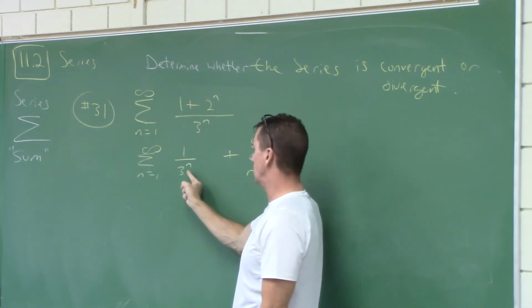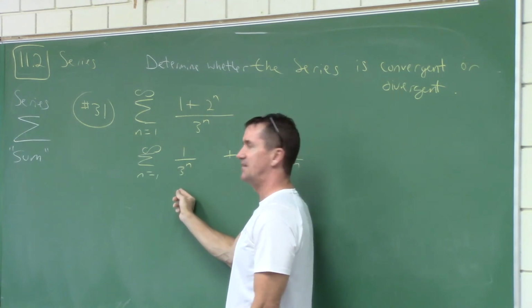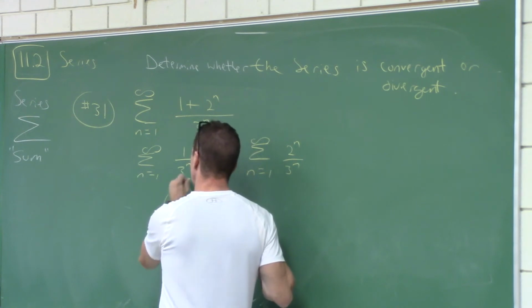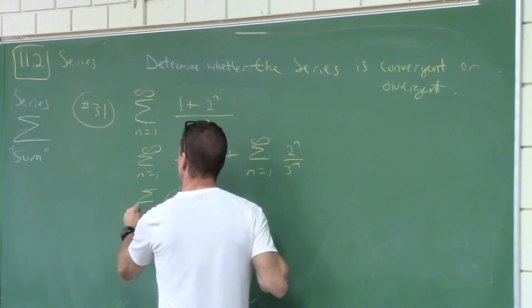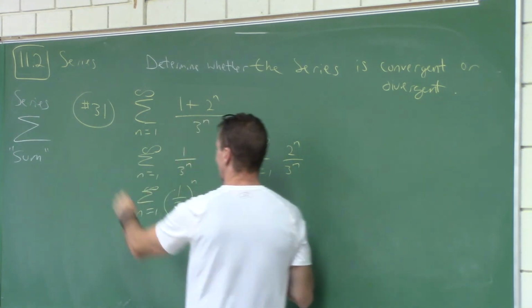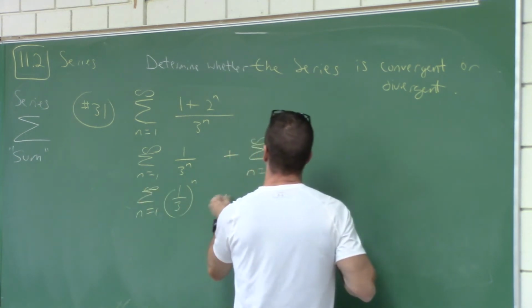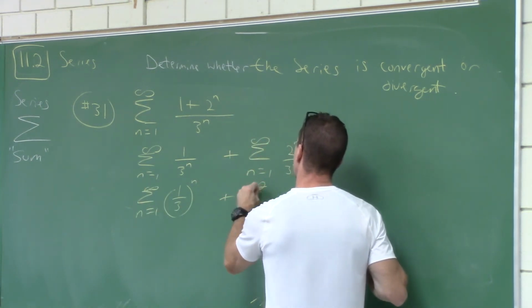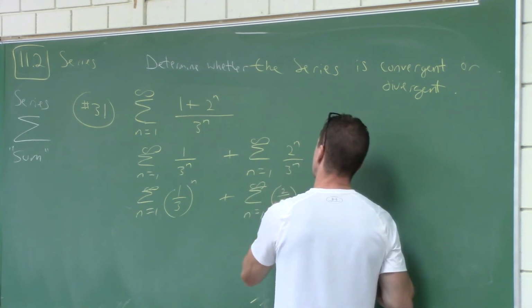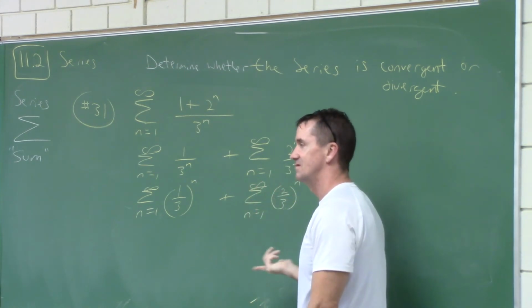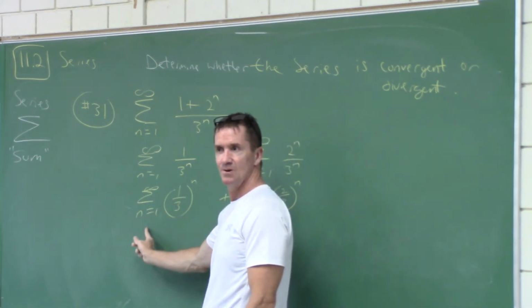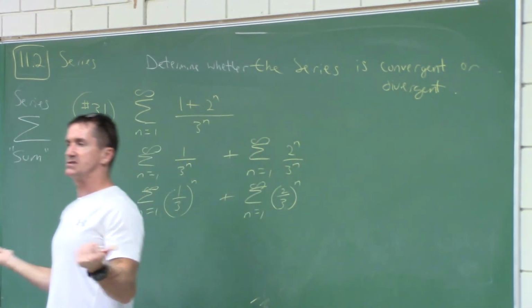Cool. By the way, what's another way you can write that? If you were trying to get the ratio, guess what the ratio would be? 1/3. What's another way you can write that if you wanted to? Anybody know what the common ratio of that one is? 2/3. What's the ratio here? 1/3. Are both of these geometric series?